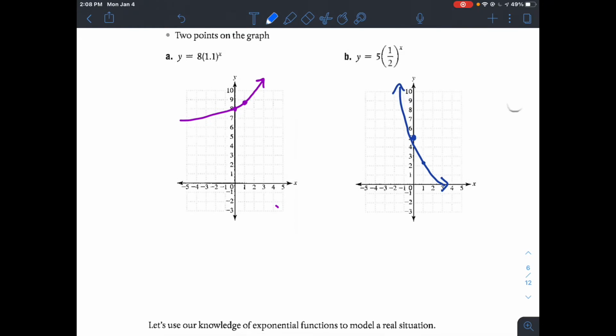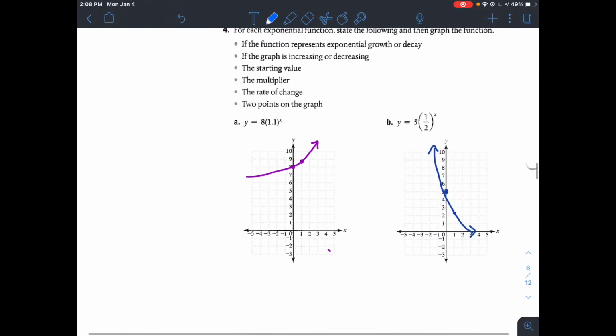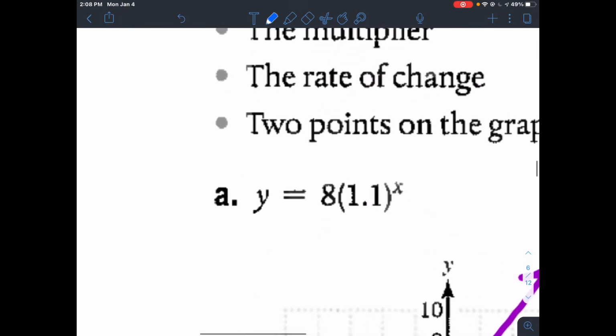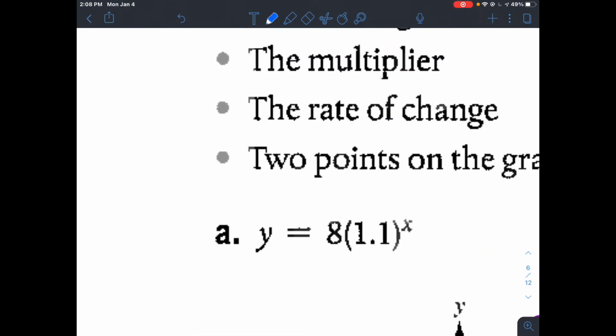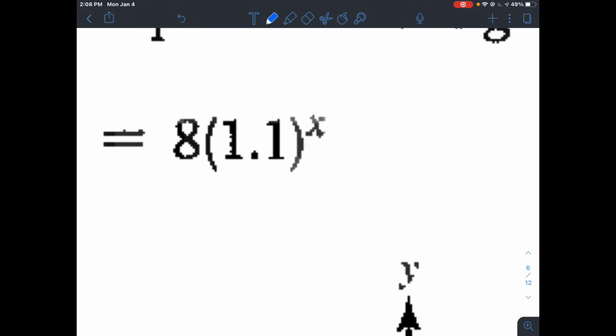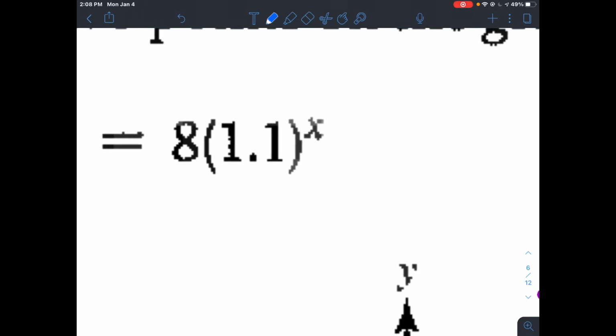Okay, I just left the graphs graphed when I was going through this, but looking at this function, can we tell if it's a growth or decay? Similarly, is it going to be increasing or decreasing? So I'm looking at my multiplier, which is 1.1. It's a number larger than 1. So we know that it's increasing, meaning that we have a growth. So it's growing, it's increasing. Those are kind of linked together.